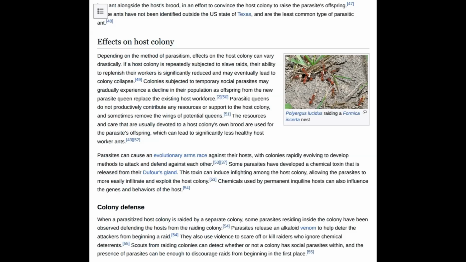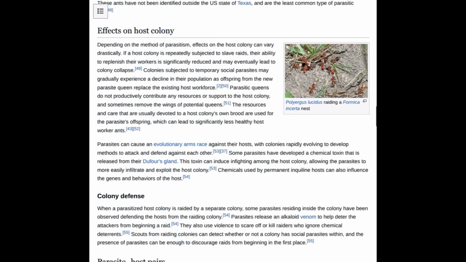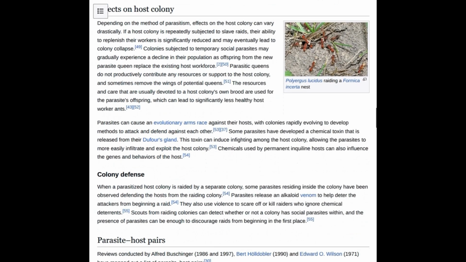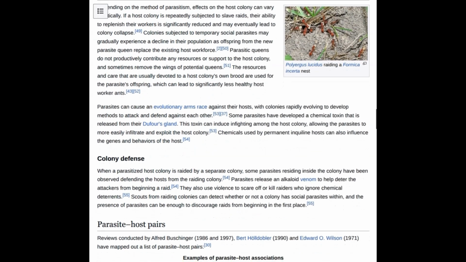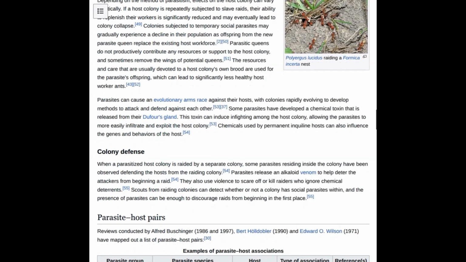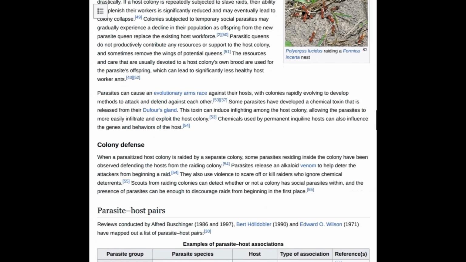Parasitic queens do not productively contribute any resources or support to the host colony, and sometimes remove the wings of potential queens. The resources and care that are usually devoted to a host colony's own brood are used for the parasite's offspring, which can lead to significantly less healthy host worker ants.